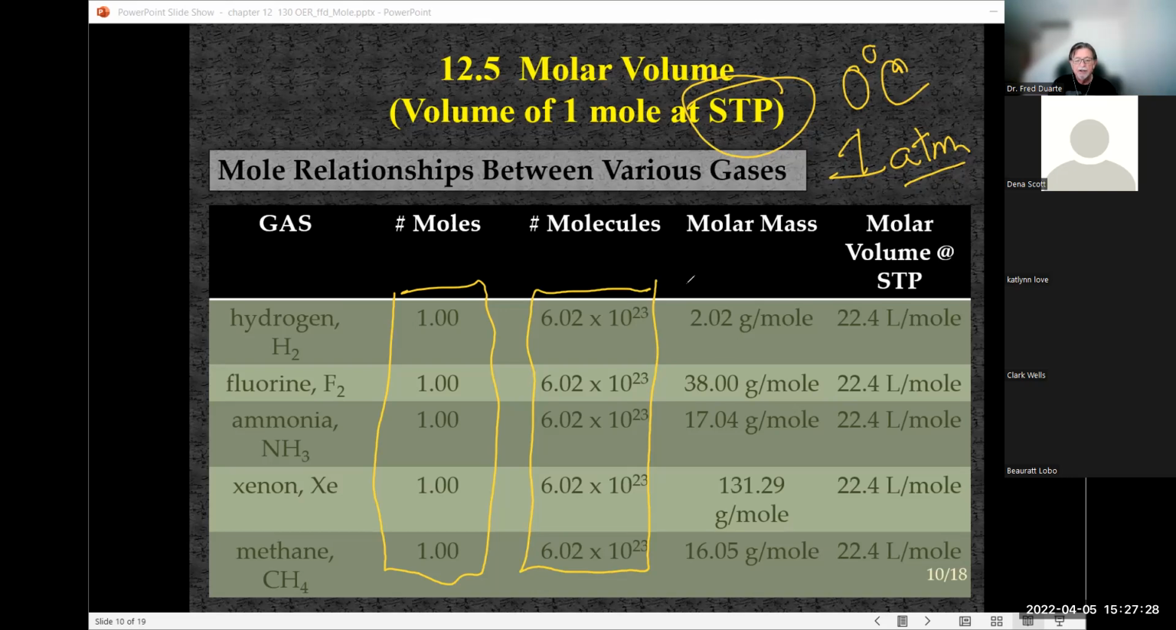Now, obviously, their molar mass is going to be different because they're different size atoms. Hydrogen's molar mass is 2.02 grams per mole. Xenon, 131.29 grams per mole. So obviously, even though there's 1 mole and everybody has the same number of molecules, they're all going to weigh different.